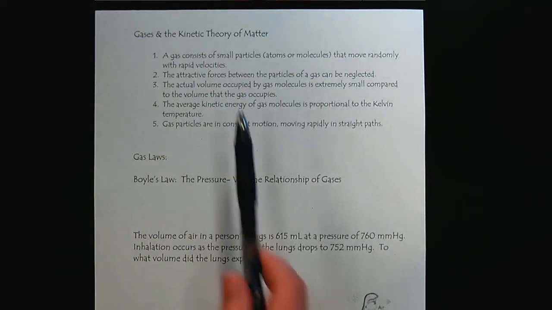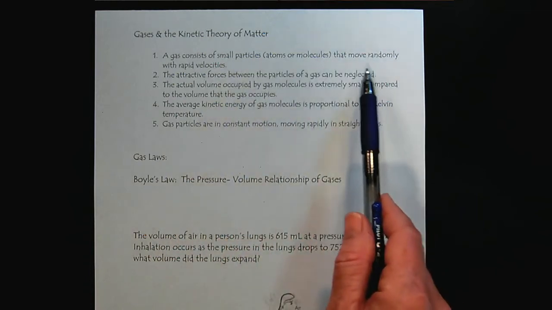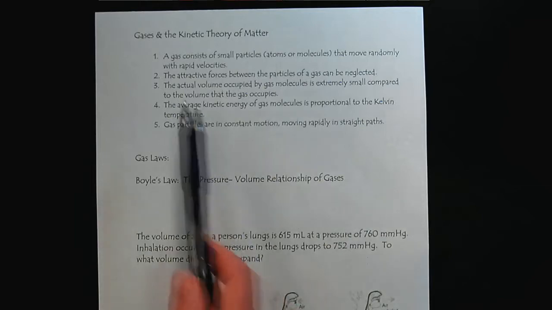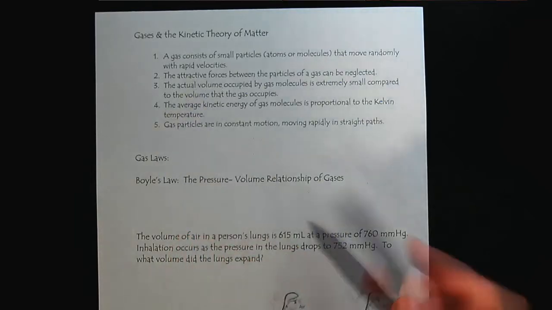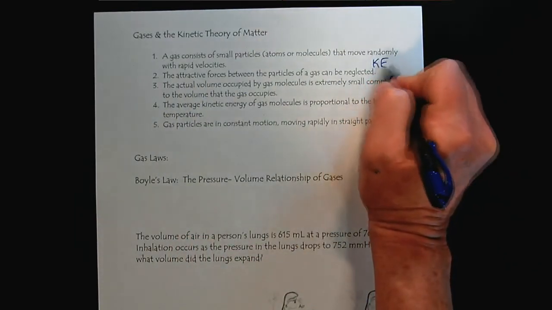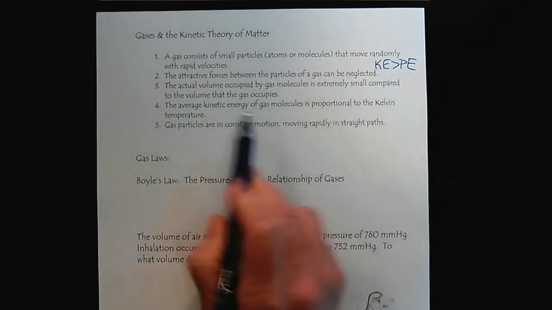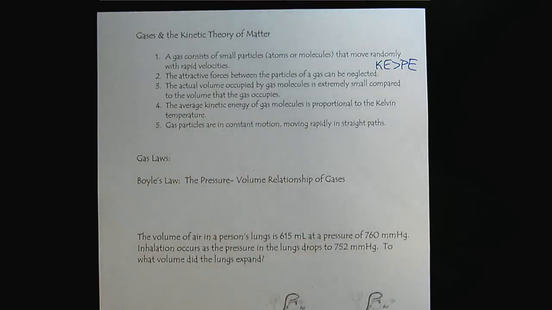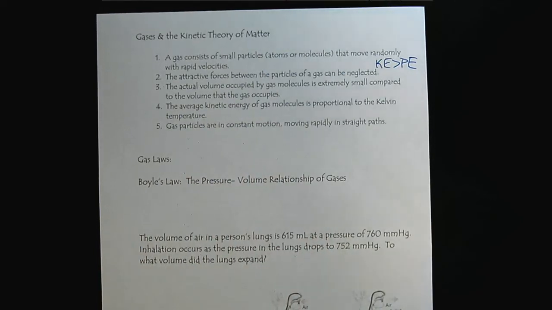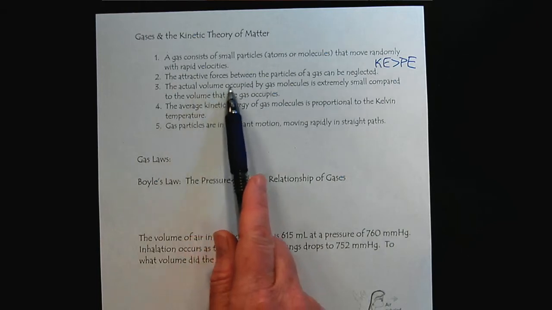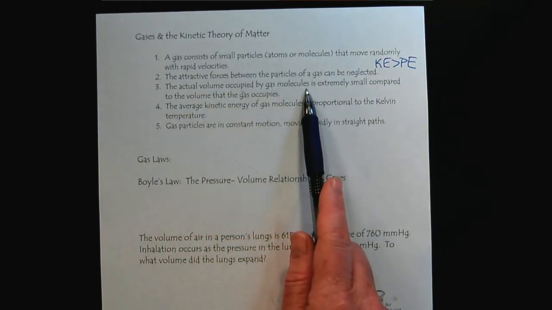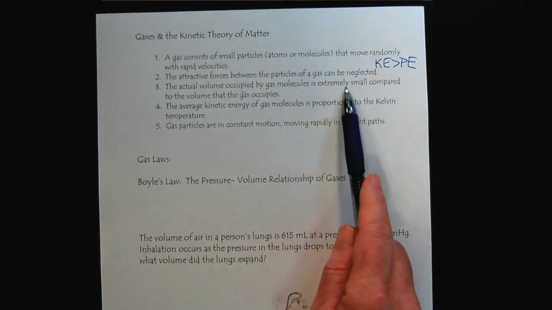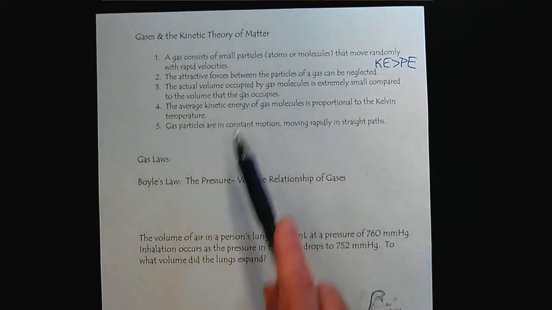So remember that gases are small particles that move randomly with rapid velocity, and that the kinetic energy is much greater than the potential energy. So we can neglect any interaction between the gas molecules. And the actual volume occupied by the gas molecules, the size of the molecules themselves, is extremely small compared to the space between them.